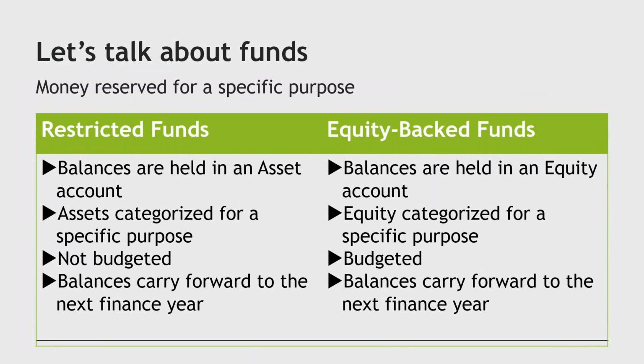Now, in Church360 Ledger, the previous version of the system, we used restricted funds for this. How restricted funds work is that you take a portion of one of your asset accounts and say we are holding this money within that part of the asset account. We're saying of the $50,000 in my checking account, $15,000 are set aside for just the memorial account. So with that in mind, assets are categorized for a specific purpose, they can't be budgeted, and the balances carry forward to the next finance year.